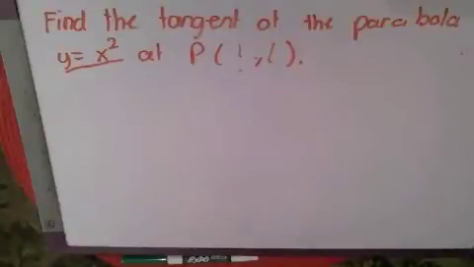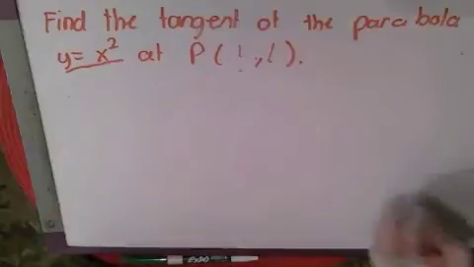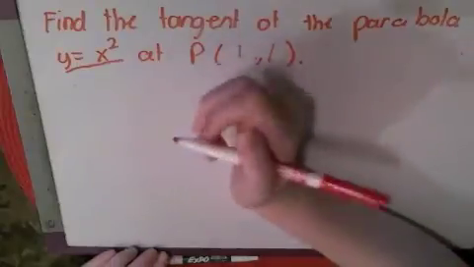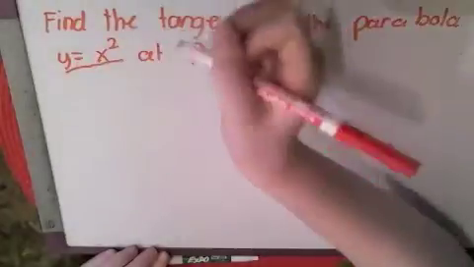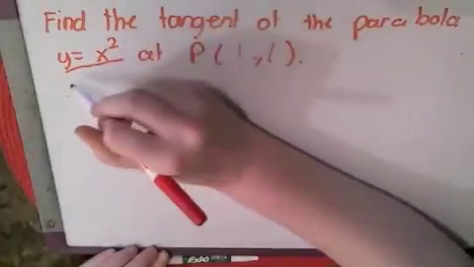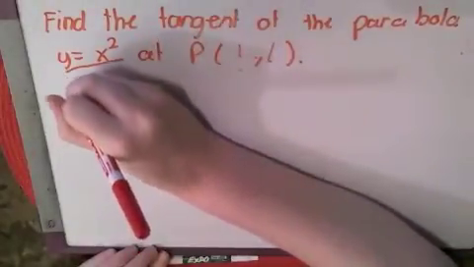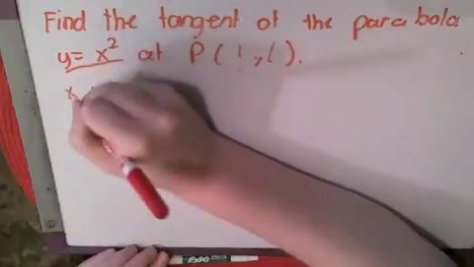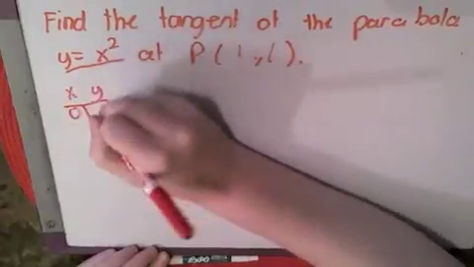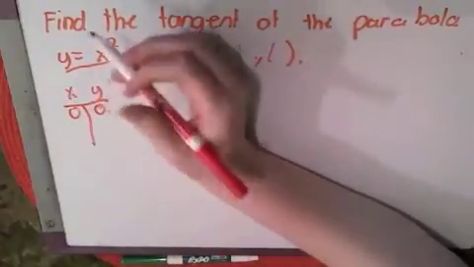So here is a general introduction to limits and tangent lines and how to graph them. Basically what we have here is an equation: find the tangent of the parabola y equals x squared at P(1,1). And so we're going to start with a basic table and graph that function, the y equals x squared function.